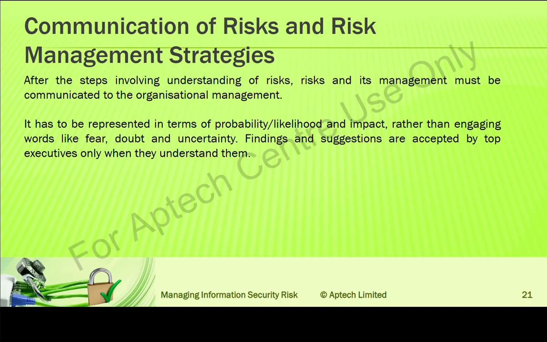Now, communication of risk and risk management strategies. After the step involving understanding of risk, its management must be communicated to the organization management. Any risk that we see at the end of the day has to be communicated to the board members, organization management, the CEO, the executives, and the investors. It has to be represented in terms of probability, likelihood, and impact, rather than engaging words like fear, doubt, and uncertainty. Findings and suggestions are accepted by top executives only when they understand them.